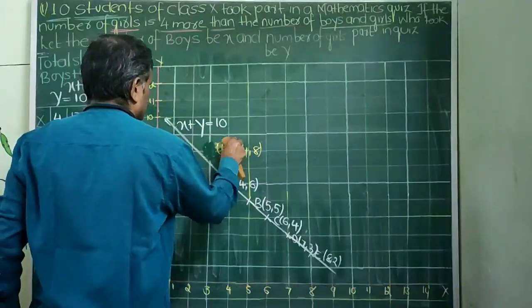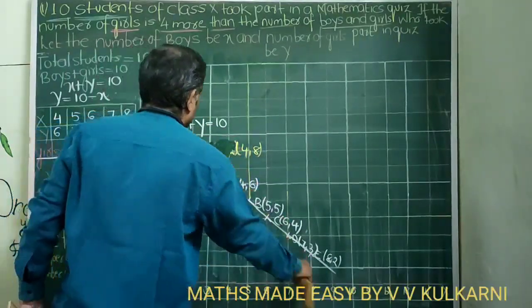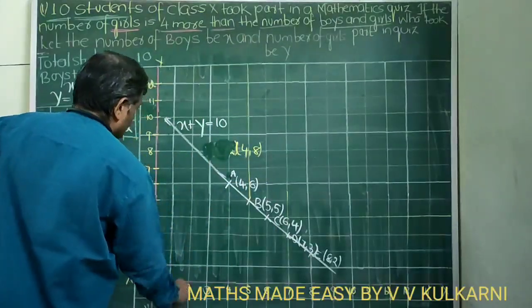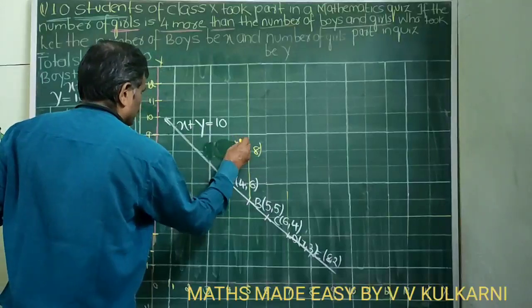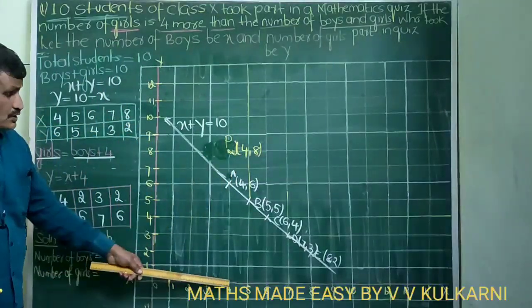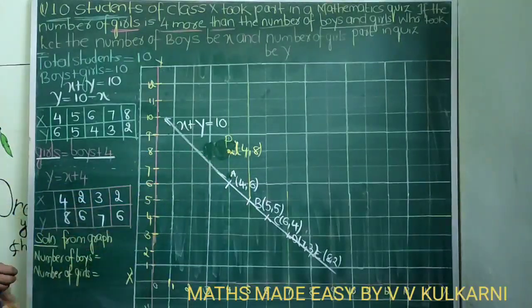Let us check. This is 4 and 8. This is the point of intersection here. X is 4, y is 8. This I can call it as, say, P.